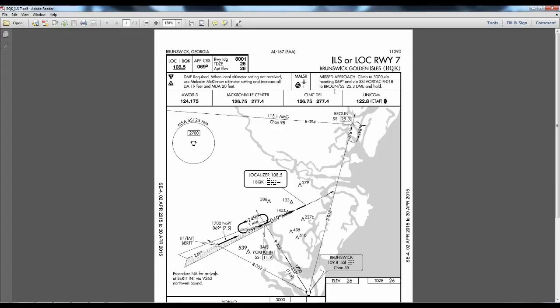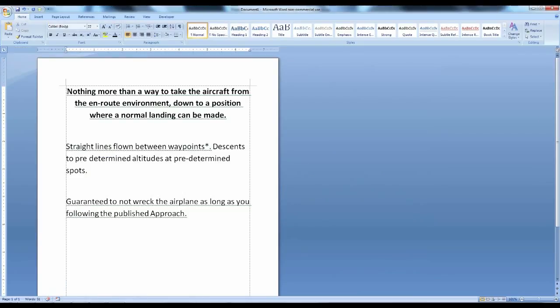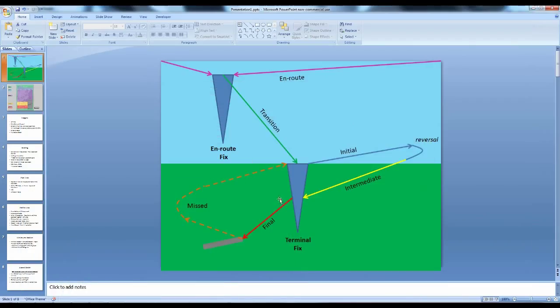Unfortunately, the only way to really talk about an instrument approach chart is if we first know what exactly an instrument approach is. And this is an instrument approach. An instrument approach, forgive the green squiggly line, is nothing more than a way to take the aircraft from the en route environment and down to a position where a normal landing can be made. Note, that does not mean that the instrument approach will take you down to the runway. In some approaches, including one we're going to look at today, it may take you here.